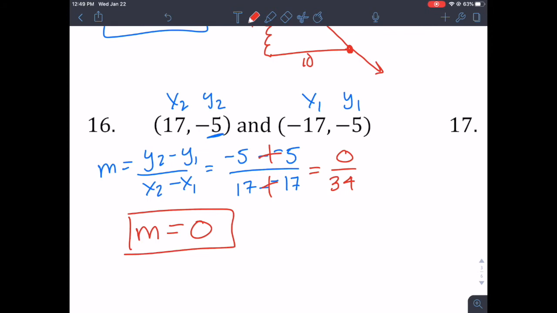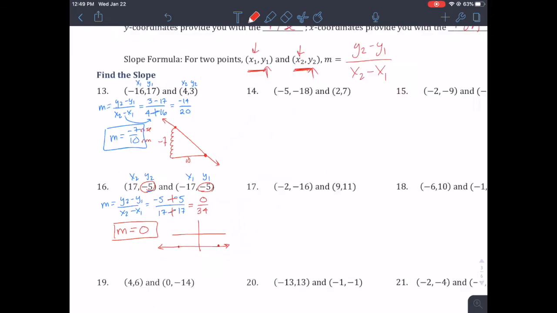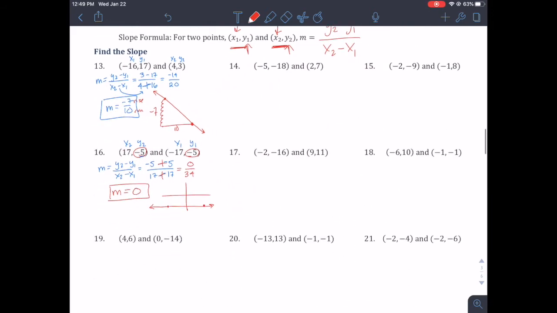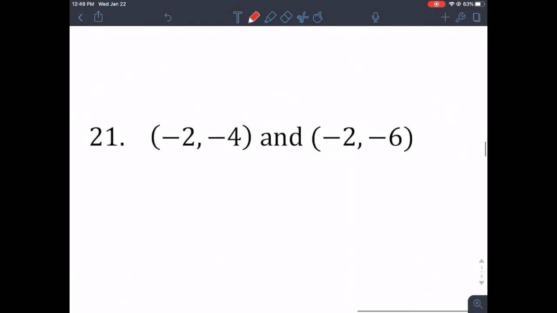Could we have recognized this even faster, though? Look, the y values are the same number, which means that if we did graph this, one would be like negative 17 over there, positive 17 over there, but they'd have the same y value. They would be a horizontal line. So if you see that the y values are the same, you know you have a horizontal line and a slope of 0.